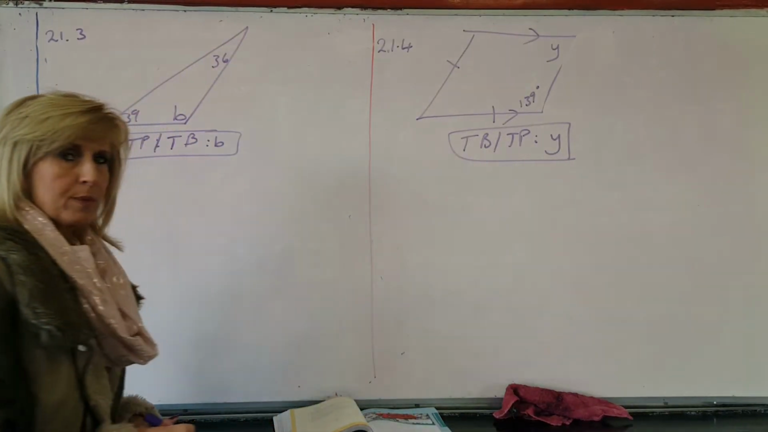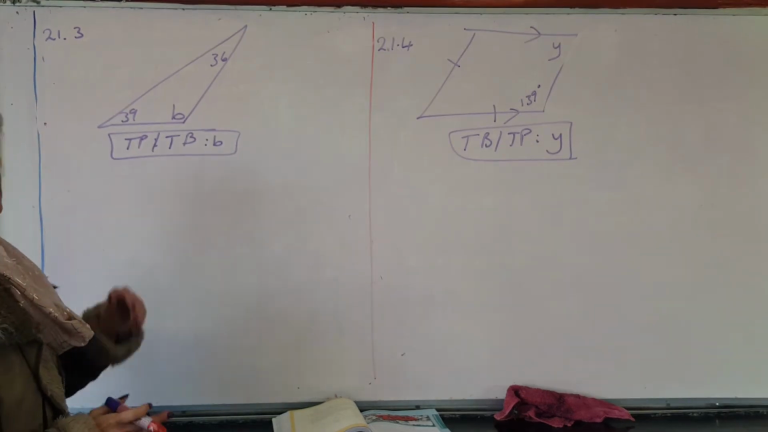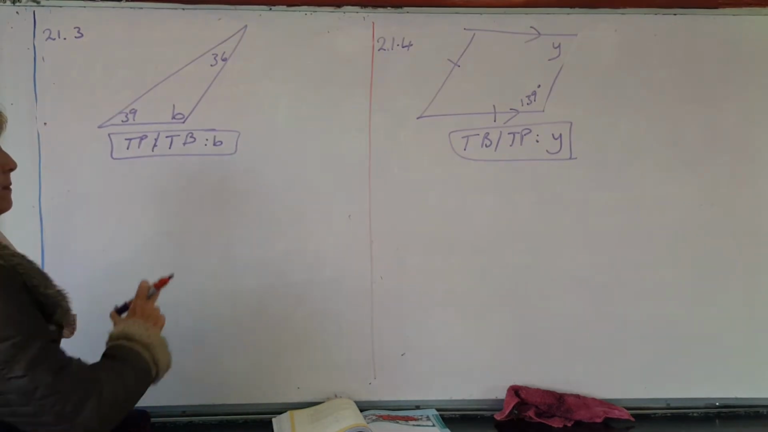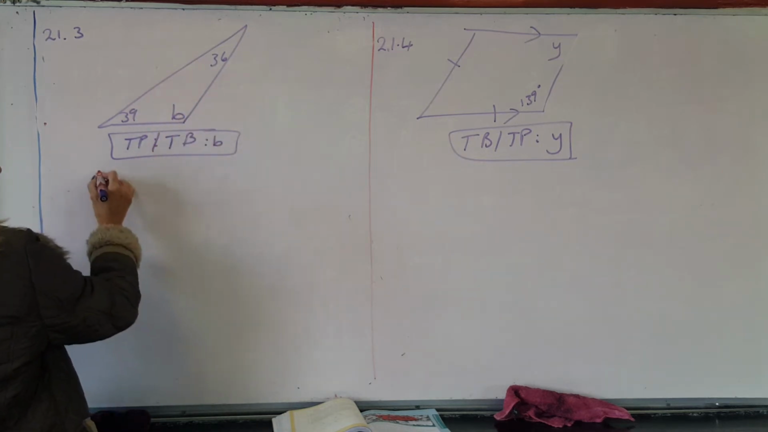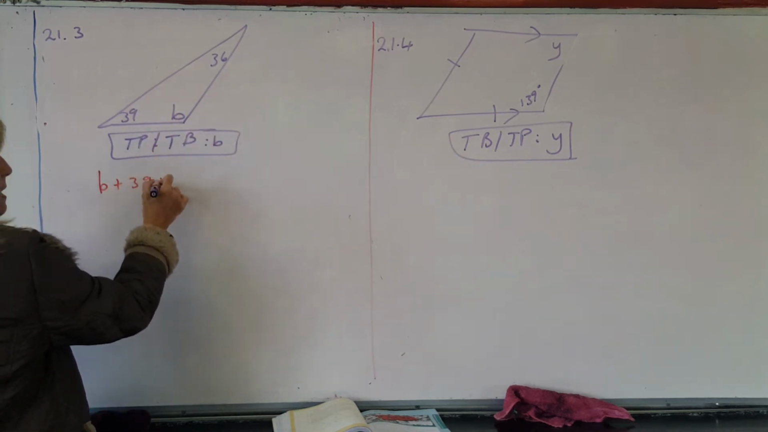Good, it is an easy sum. So the previous one you could get, you will get this one too. The previous one was exactly the same. How will I get B? If I already know two of the angles, I add them together. So B plus 39 plus 36.